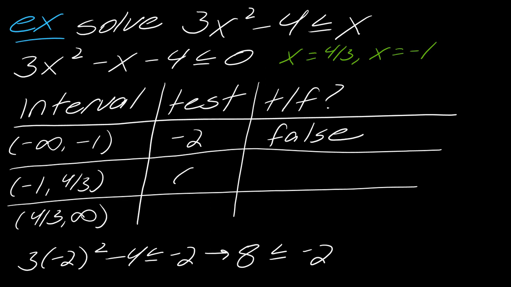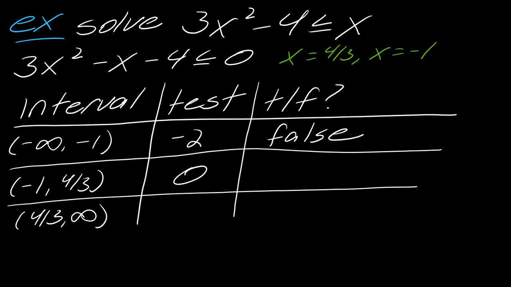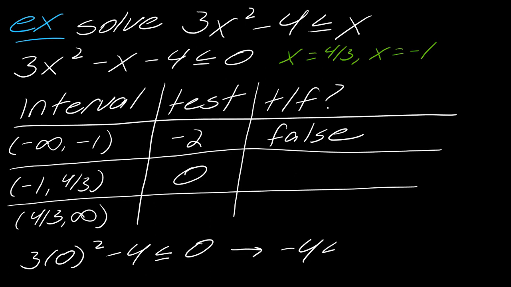Okay, so the next test point I'm going to use is 0. So let me clear some space. And so I can plug in 0. So I get, let's see, this. And this is going to be nice and easy to calculate. So this will simplify to negative 4 is less than or equal to 0. So that is definitely true.